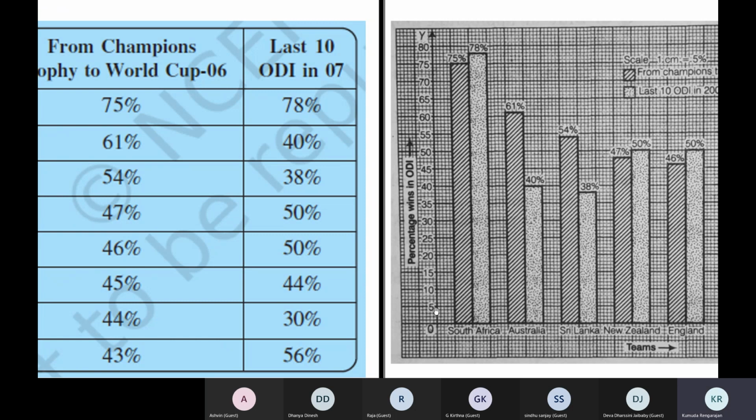The scale is 1 centimeter. Why 1 centimeter? It's a centimeter graph. Every 1 centimeter is equal to 5%. That means you're jumping in fives here. 5, 10, 15, 20, 25, 30, so on till 80, because 78 is the highest value. So we go up to 80. You can also show 85. No harm in that. 80 is sufficient.